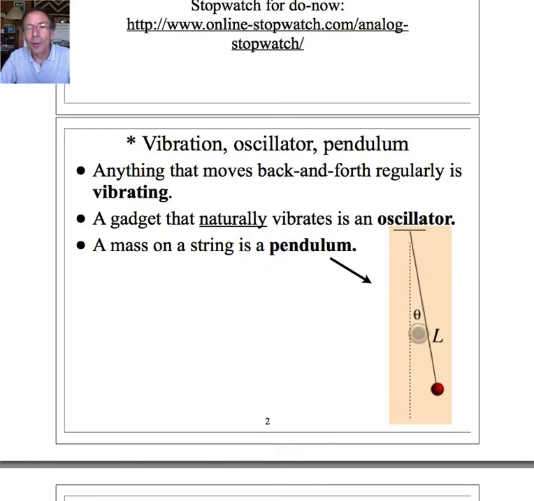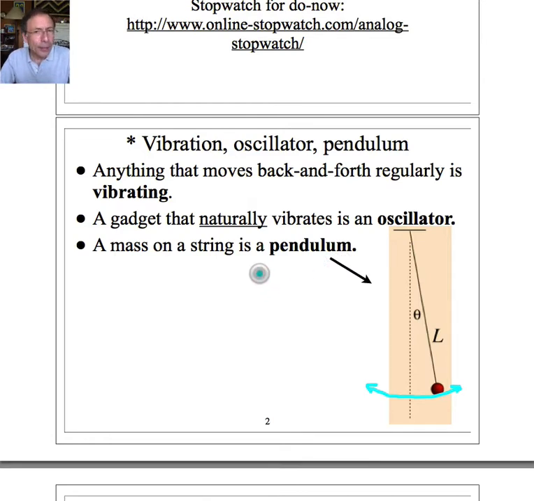So for example, if I have a ball at the end of a string, if you disturb it, it'll swing back and forth, and so it's an oscillator. Now, this type of oscillator is called a pendulum.